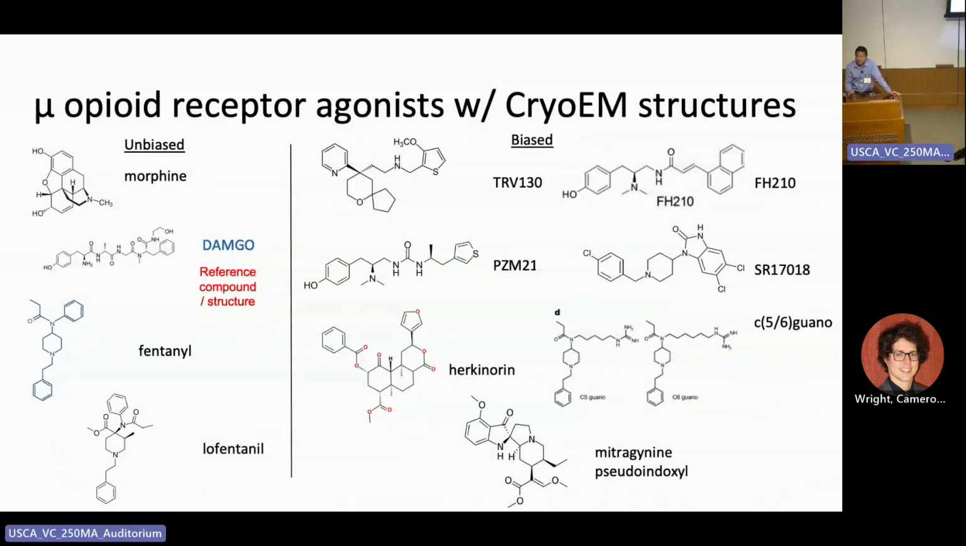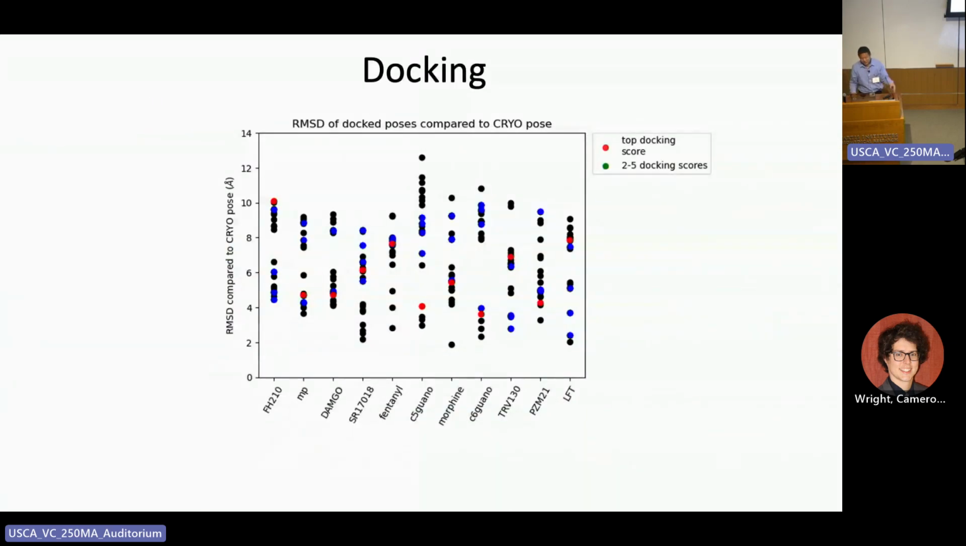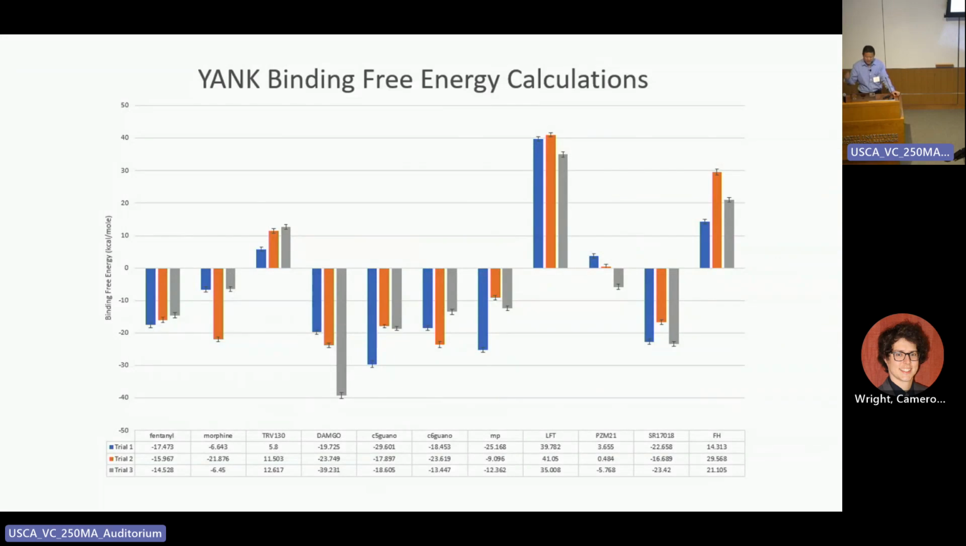Then we tried this on the mu opioid receptor, which has a bunch of biased and unbiased agonists. The biased agonists will go towards the G protein pathway or the beta-arrestin pathway. I won't go into detail about that. But with docking, we never get the top pose anywhere near the native pose. And we don't always get convergence yet. We only did this a week ago.